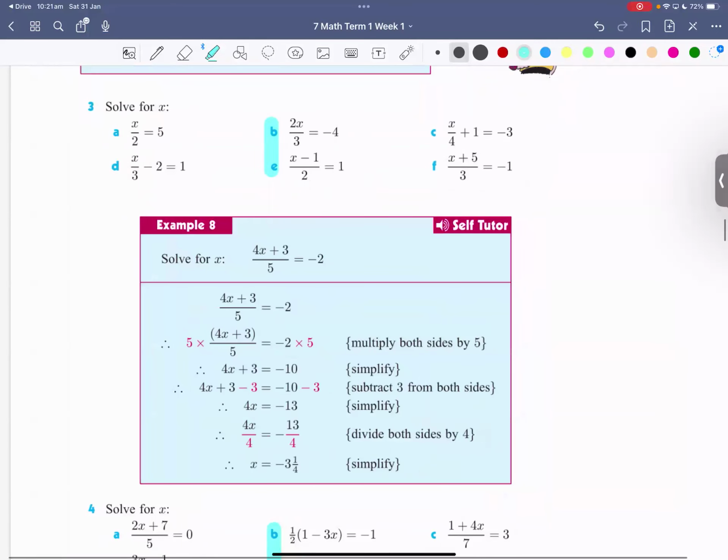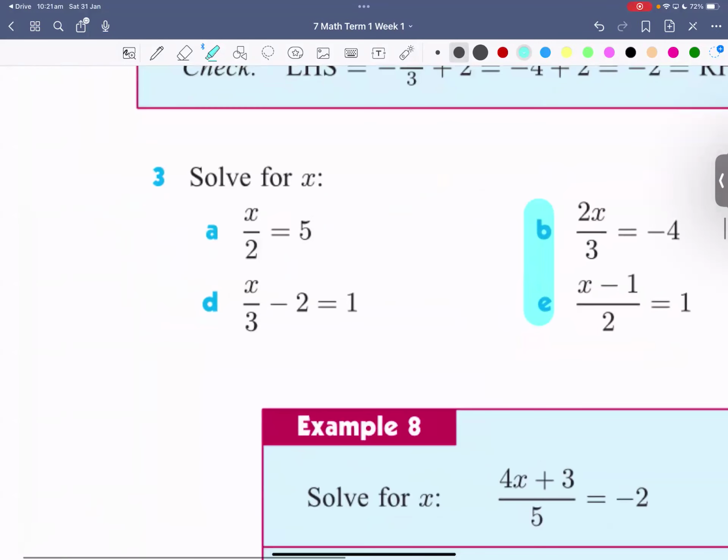Alrighty. So let's do question 3. You can't get 3a wrong. Even the dumbest kid should get it right. All right. x divided by 2 is 5. I know you just want to write x is 10, but can we write some working out? Write some working out. I know you just want to write x equals 10.